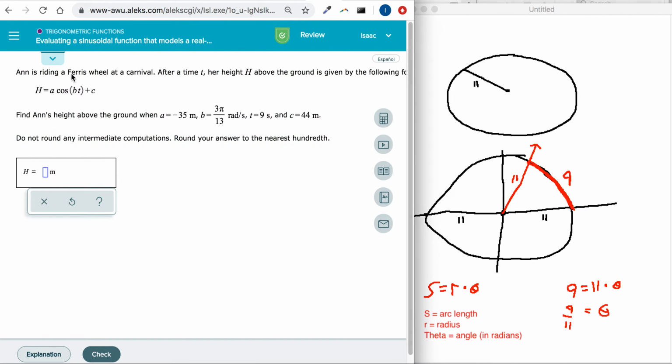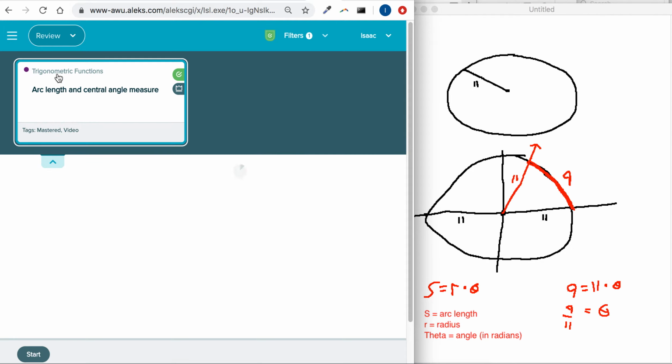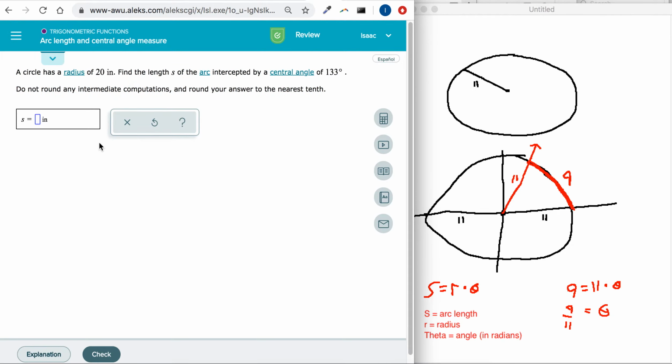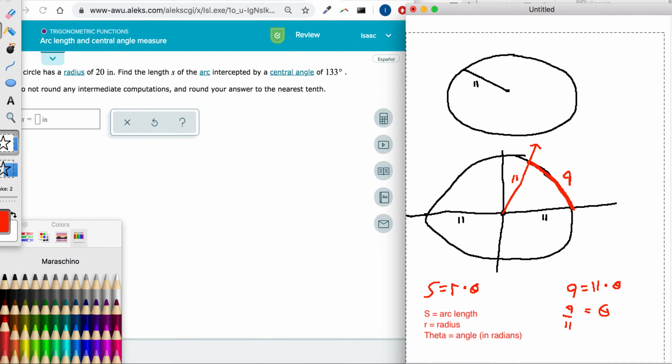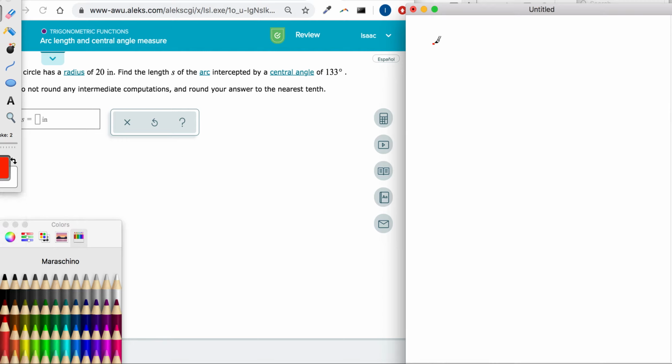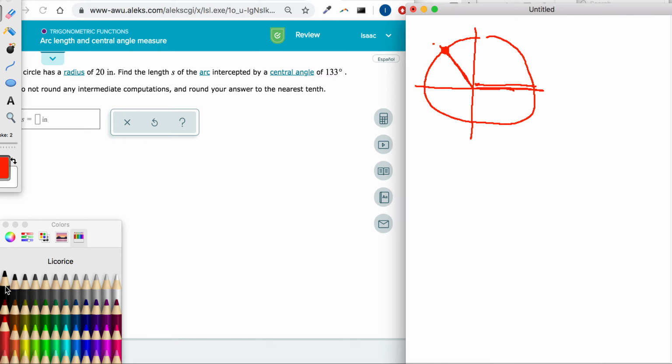Okay, whoops, that's not the right topic. Okay, like this one, they give it to us in degrees. Let me do that one for you. Okay, a circle has a radius of 20 inches. So I'm going to draw my angle over this way because it's 133 degrees. Starting from the initial side, there's 90, there's roughly 133 degrees, okay? So we're supposed to find this arc length, how long it is in this circle.